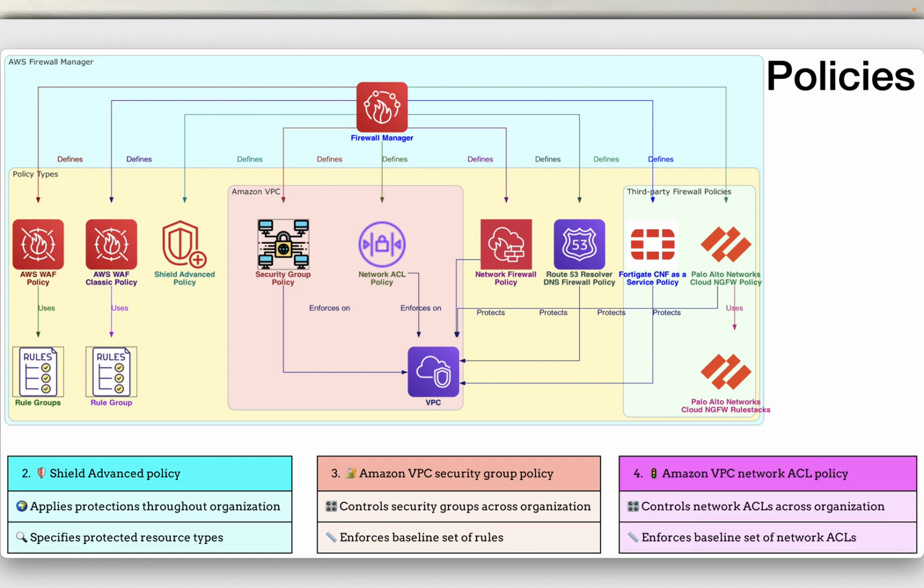Next one is the Amazon VPC Network Access Control List, or ACL, policy. This policy type gives you control over network ACLs that are in use throughout your organization and lets you enforce a baseline set of network ACLs across your organization.